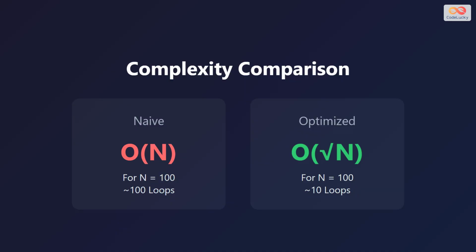The difference is massive. The naive approach has linear time complexity, O of n. The optimized approach has square root time complexity, O of square root of n. For a number like 100, the naive method checks about 100 times, while the optimized method only checks about 10 times.